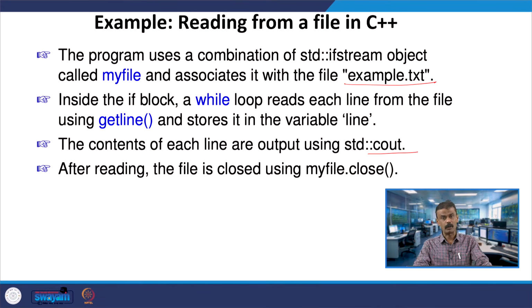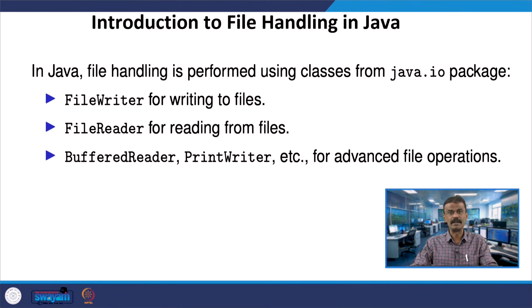Now, after reading, the file should be closed. This will be done using the close function, that means my file object will invoke the close function. So, the file will be closed. This is how we can read from a file in C++. Now you are familiar with reading and writing in C++.